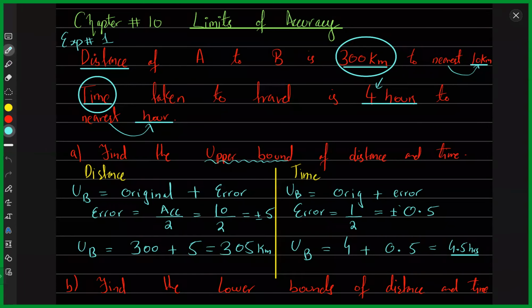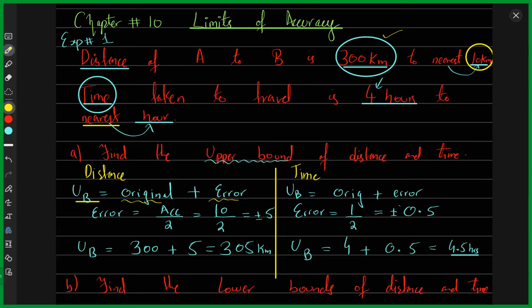So if we talk about the first part of the question, it says, find the upper bound of distance and time. This was distance. This was the original measurement. So original plus error would give us the upper bound. How do we find the error? We used to find the error by doing accuracy by 2. Accuracy was 10. Accuracy is the figure that comes after the word nearest. For example, if I talk about the accuracy of time, after nearest, it says nearest hour. So that means 1. When we do not have a number after nearest, that basically means it would be 1.